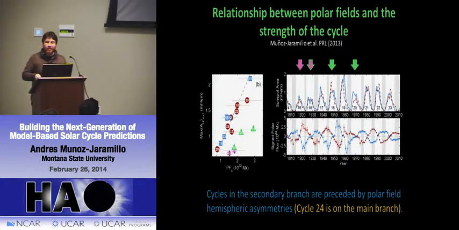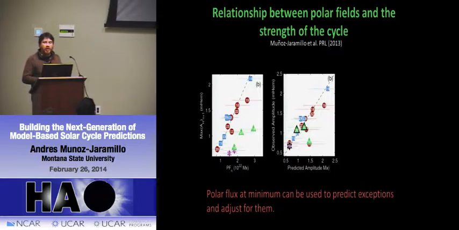Now, what we find is we can predict when we are going to have an exception based on polar flux at minimum as well. So using polar flux at minimum, you can predict most cycles that fall in this branch, but you can also predict most of the exceptions that fall on the other branch. And when you adjust for this, you find that you have a very nice relationship between predicted amplitude using these correlations and observed amplitude of the next cycle.